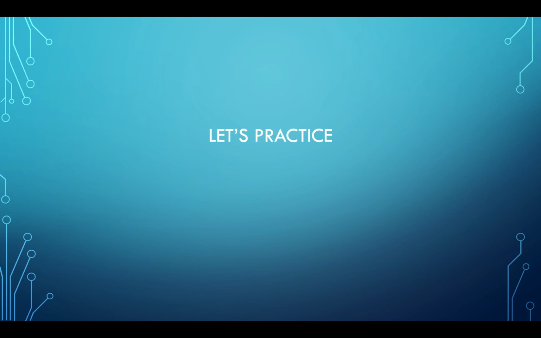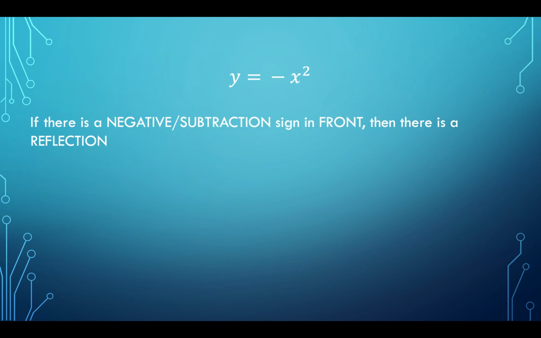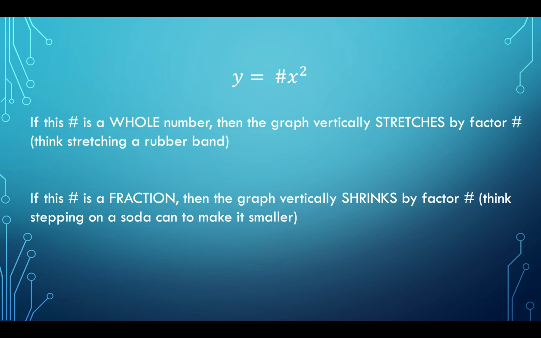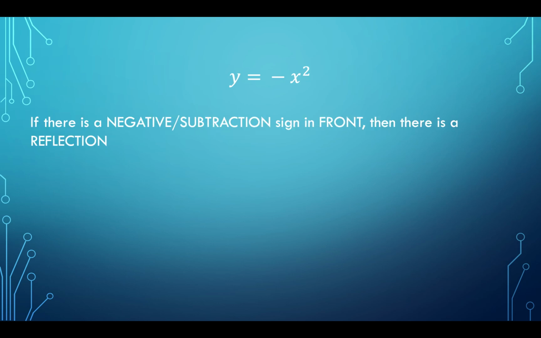So let's practice some. I'm going to give you the equation, and you're going to tell me what the transformation is. Now, with all those transformations we went over, there could be one transformation, there could be two, or there could be a combination of three. A graph can just have a reflection, a graph can just move up, or a graph can either stretch or shrink. A graph is never going to stretch and shrink vertically at the same time. A graph is never going to move up and down at the same time. So keep that in mind.